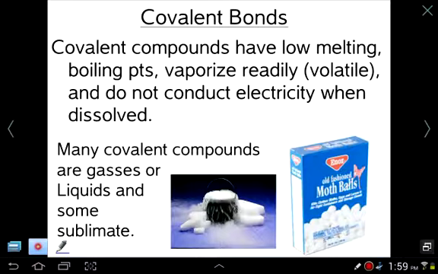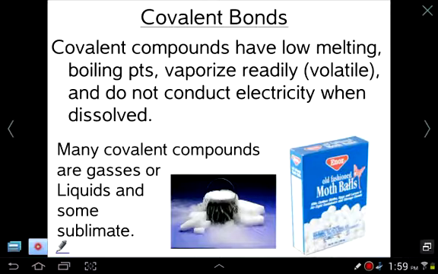They in general have low melting points and low boiling points, which means that most of them, or a lot of them, you'll find as liquids and gases at room temperature. And recall that none of the ionic compounds existed as liquids and gases, only solids.